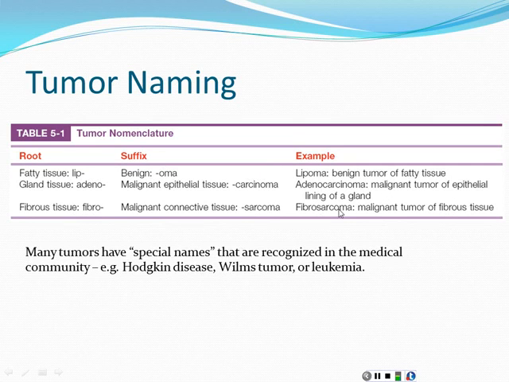There are a number of cancers that don't follow these rules. They either have a special name based on who discovered them or who first learned how to treat them, like Hodgkin's disease or Wilms tumor. Leukemia doesn't fit the naming scheme, but this is white blood cells in the blood, so it's leukemia. Some of them you just have to sort of play by ear.